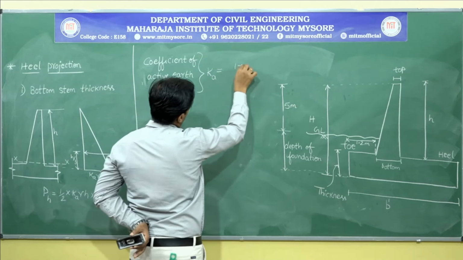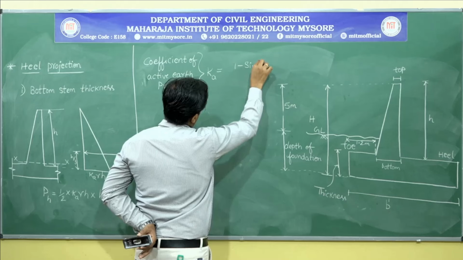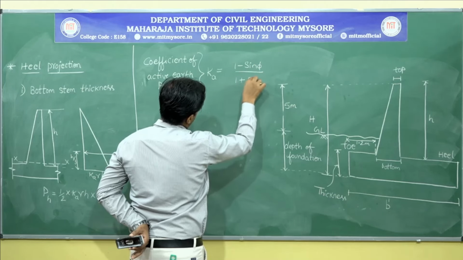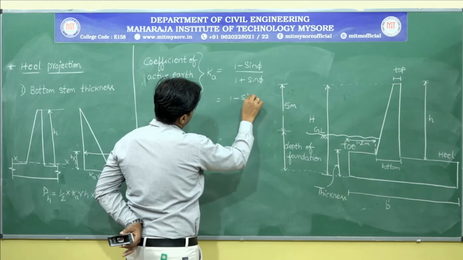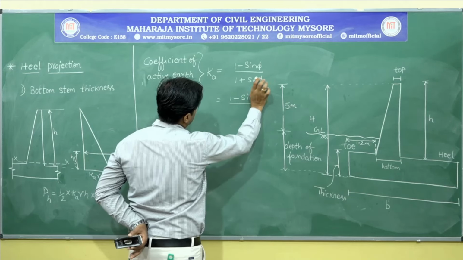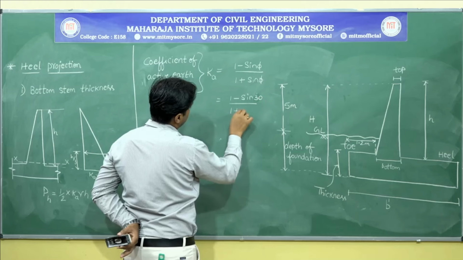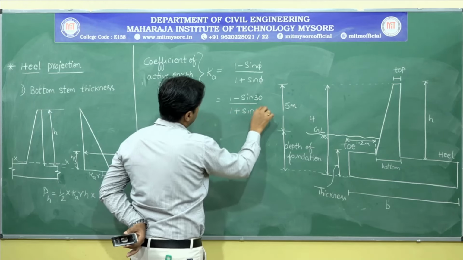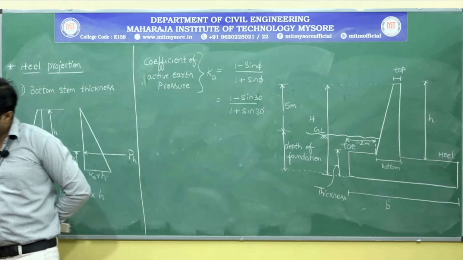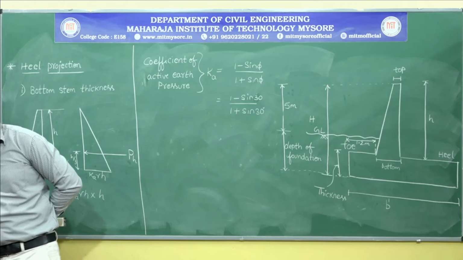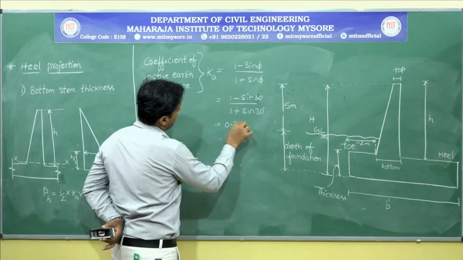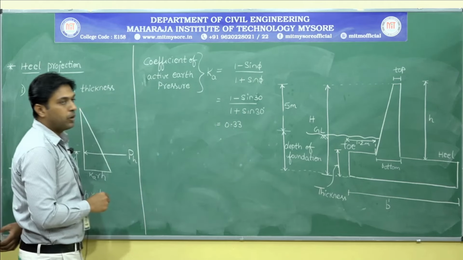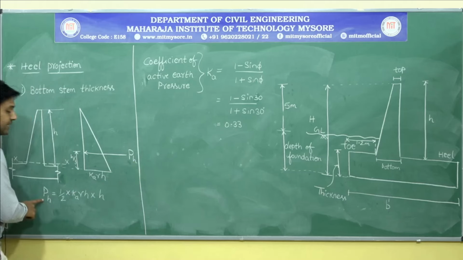Ka is given by 1 minus sine phi divided by 1 plus sine phi. We know the value for phi, so let me substitute that particular value. Let me directly take up that value. It is 0.33. Now I can easily calculate the horizontal soil pressure.